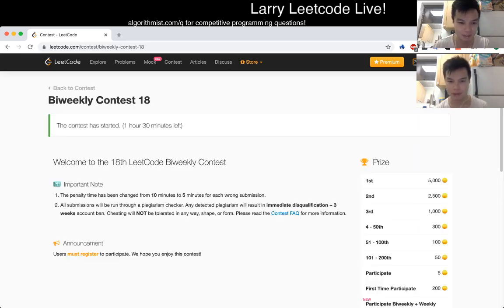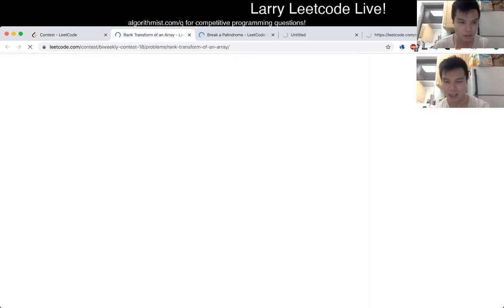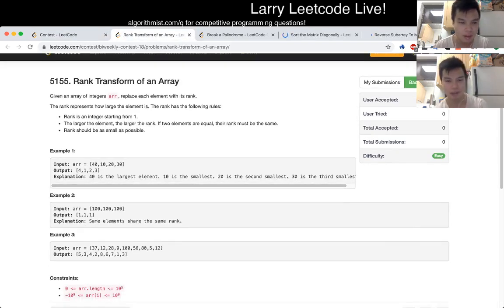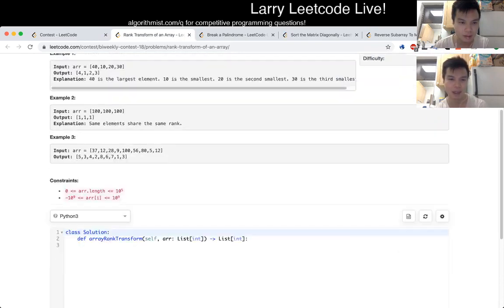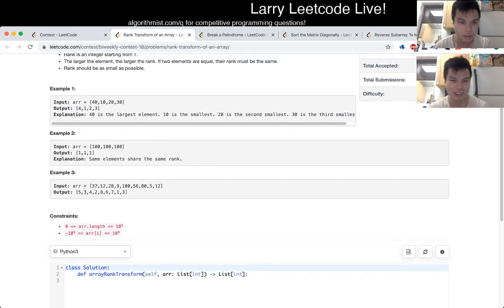Let's go. Cool. Let's start that problem. I saw the 10 pointer. I was already intimidated. But yeah, rank transform of an array. I probably could have done this faster, but I think I was not warmed up when I was doing this one.